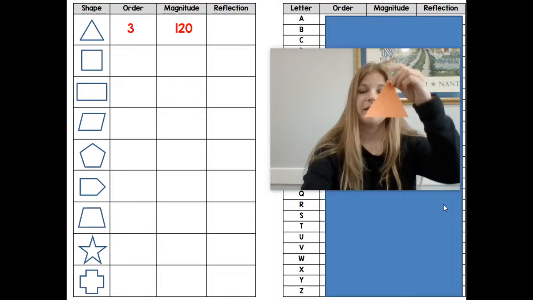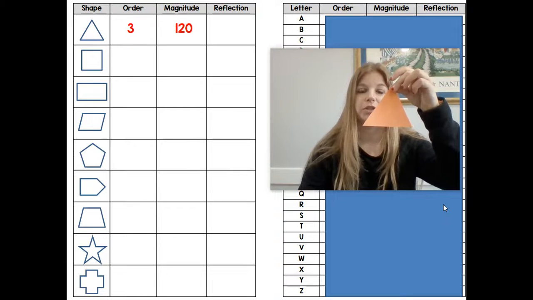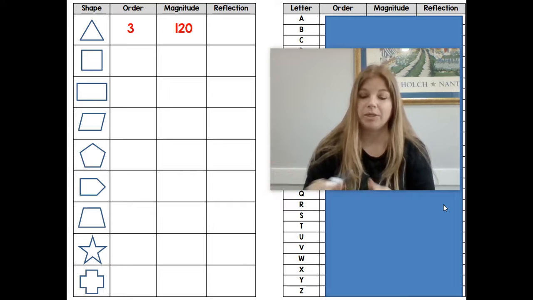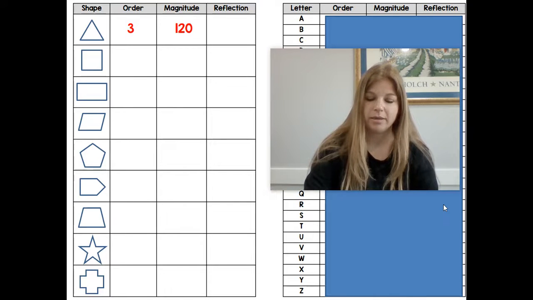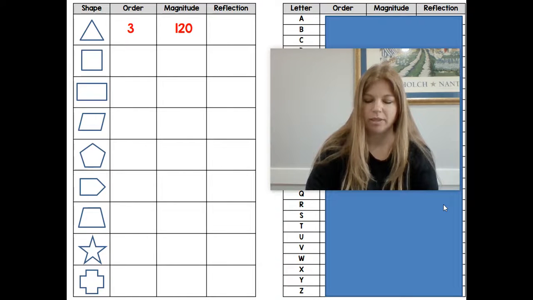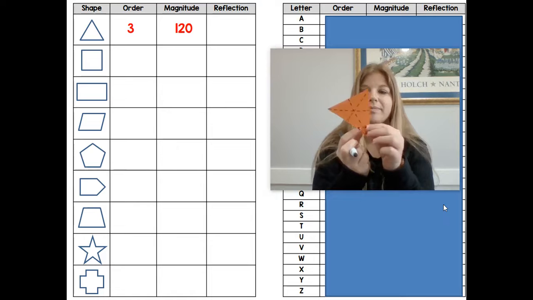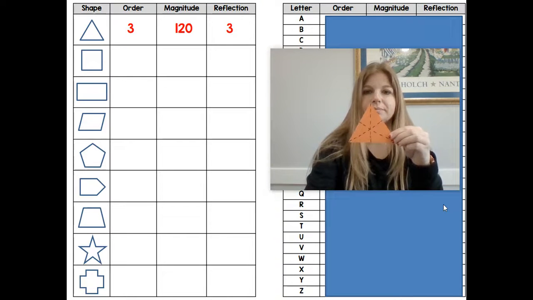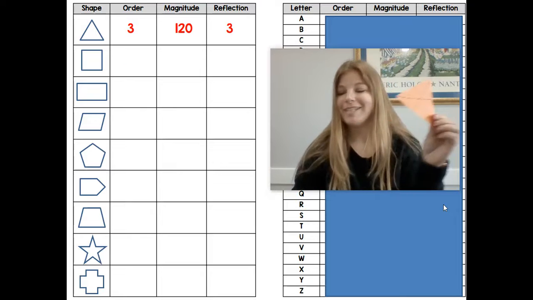Reflection lines. Think about how many lines of reflection do you think you could draw or fold this figure into? Okay, when figures are equilateral or regular, it's always going to match up with how many sides or angles it has. So in this figure here, the amount of lines of symmetry I would be able to draw is 3. 1, 2, 3.